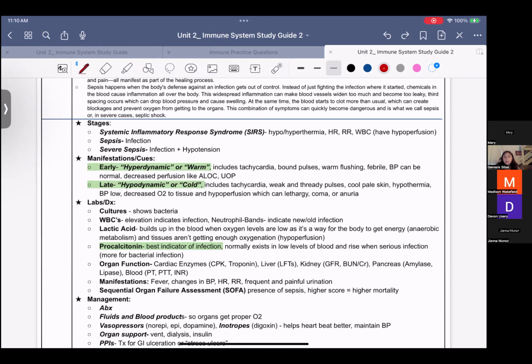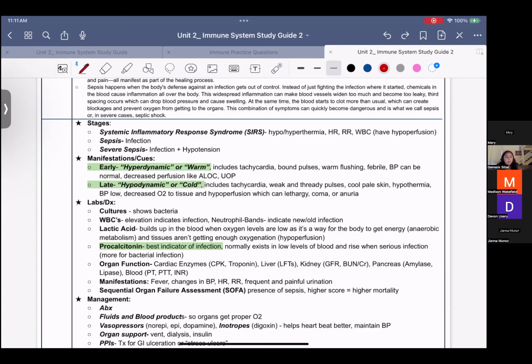Instead of just fighting the infection where it started, with the vasodilation, the capillary permeability, and the clotting, now the chemicals in the blood cause inflammation all over the body. Now you have widespread inflammation that can make the blood vessels widen too much. Your capillary permeability is too much, so your vessels are becoming too leaky. That's where the third spacing occurs. All of the fluid, those components in the vessels, are now going to that interstitial space. They're becoming too leaky, too permeable.